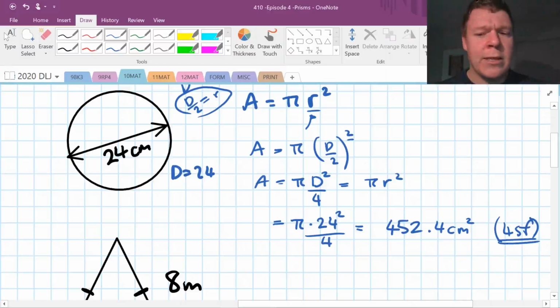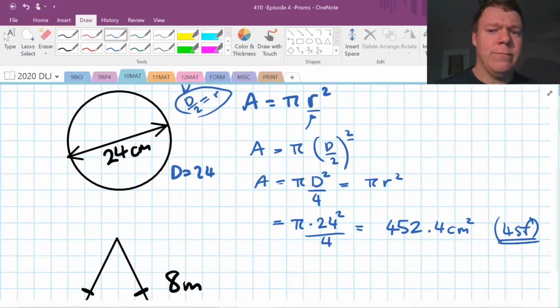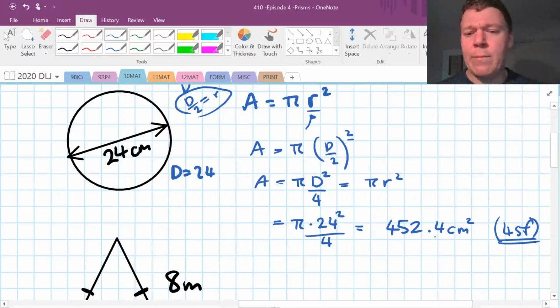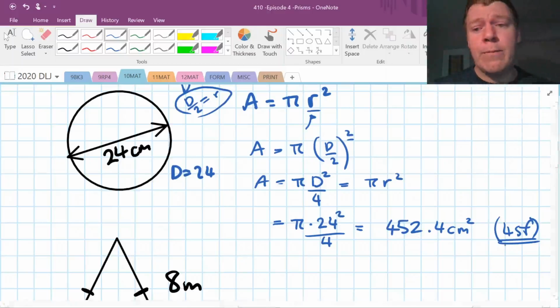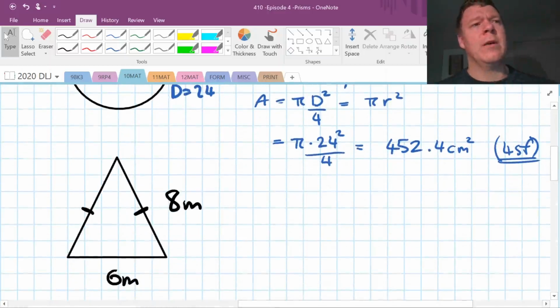Generally, 4 significant figures is accurate enough for most things you do in life. You might get errors of 0.1% by using 4 significant figures. I think less than that actually, probably.